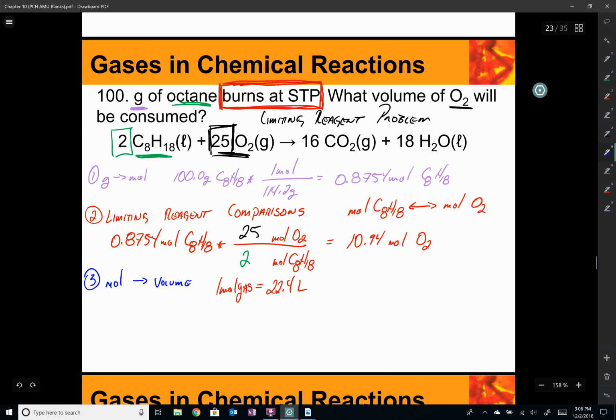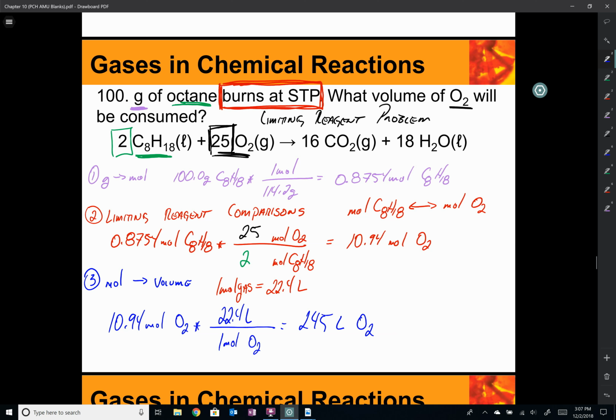So if we take 10.94 moles of O2, and we use our conversion, for every 1 mole of O2, we have 22.4 liters. That's about equal to 245 liters of O2. So I had to give you information about temperature and pressure to be able to do this conversion. That's what standard temperature and pressure tell you.